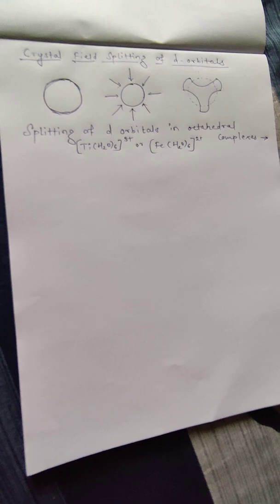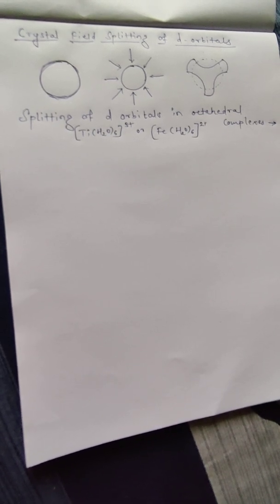Now we also studied the different shapes of the 5d orbitals, where we discussed that the dxy, dyz, dxz, these are the d orbitals whose lobes lie in between the axes, while the two d orbitals, that is dx square minus y square and dz square, are having their lobes along the axis. So the next one is crystal field splitting in d orbitals.